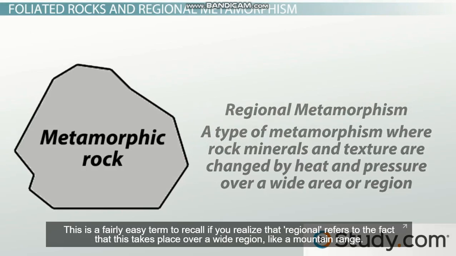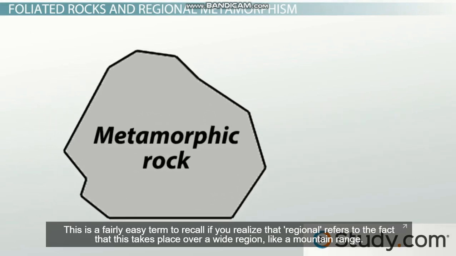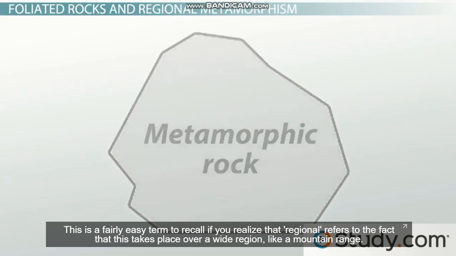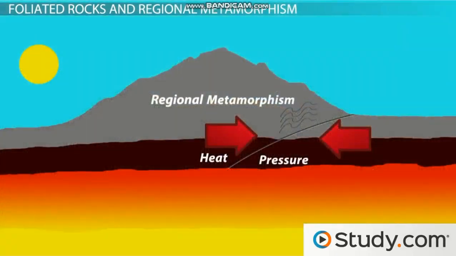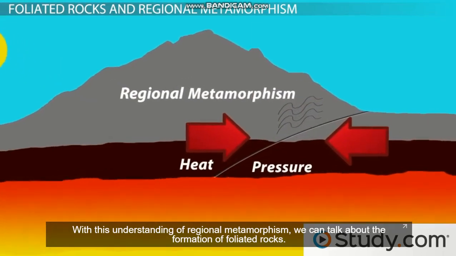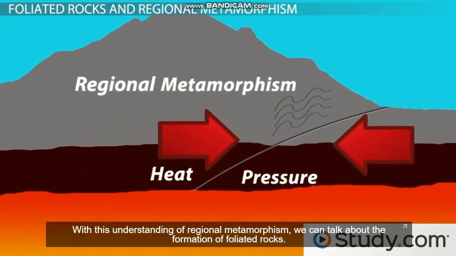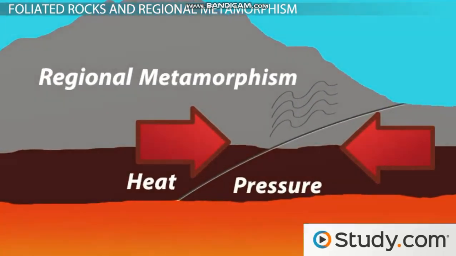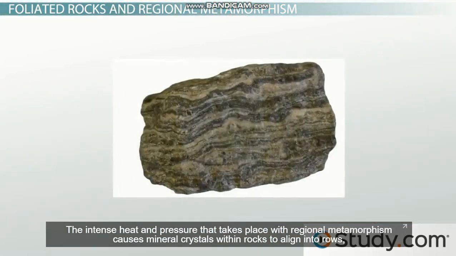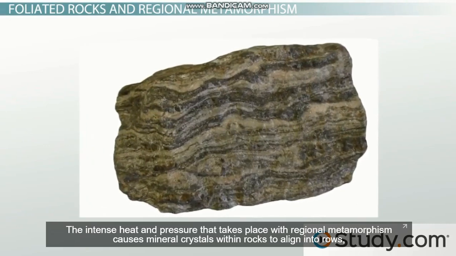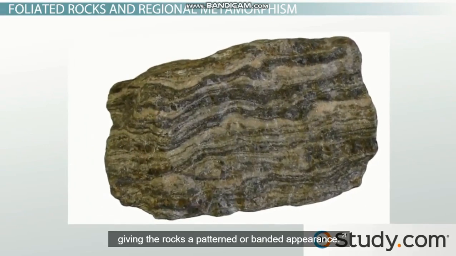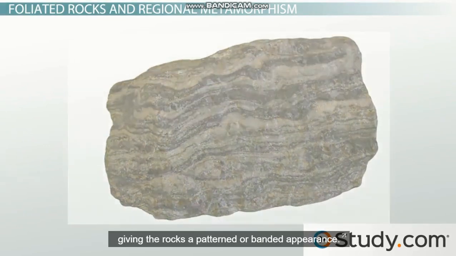This is a fairly easy term to recall if you realize that regional refers to the fact that this takes place over a wide region, like a mountain range. With this understanding of regional metamorphism, we can talk about the formation of foliated rocks. The intense heat and pressure that takes place with regional metamorphism causes mineral crystals within rocks to align into rows, giving the rocks a patterned or banded appearance.